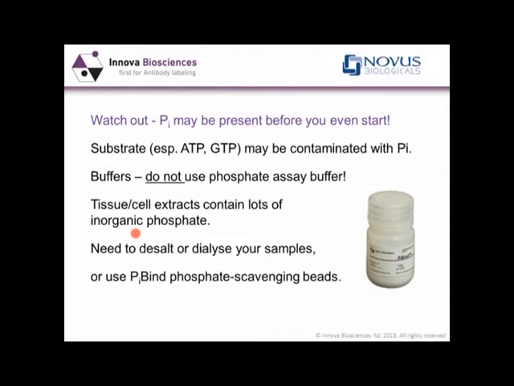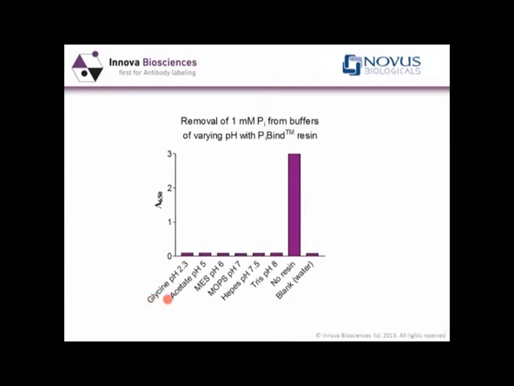Tissue cell extracts, it's also worth remembering they have a lot of inorganic phosphate derived from the cells. So you need to desalt or dialyze your samples. Or you can use something called pi-bind resin, which is a phosphate scavenging resin. I can show that here, where we've spiked a range of buffers with 1 millimolar phosphate and then added pi-bind beads. This is the control, no resin, and you can see under a wide range of conditions we can suck contaminating phosphate out of buffers or out of samples.